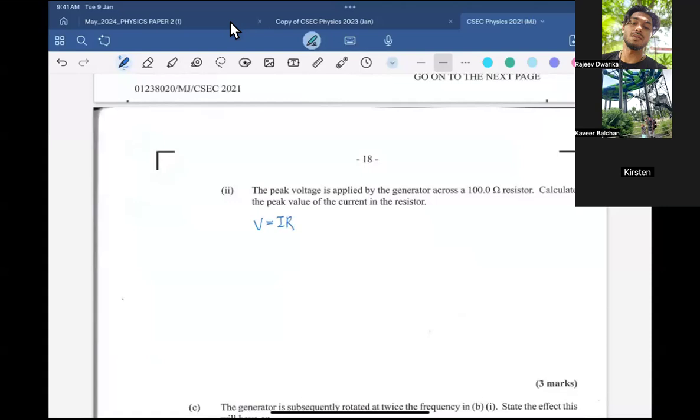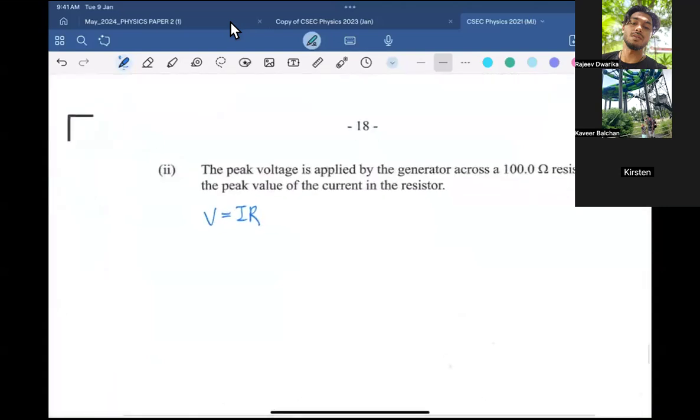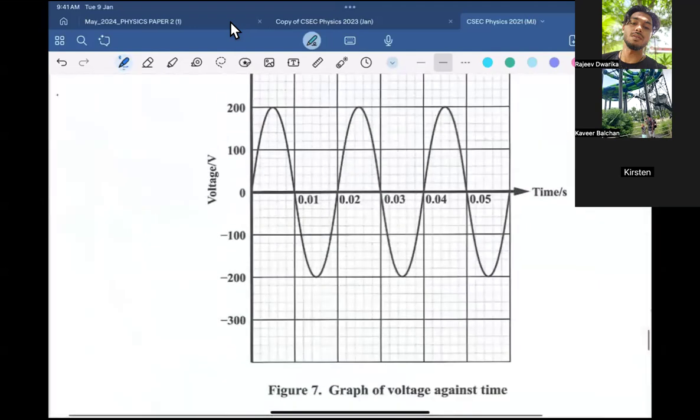Okay. Do we know what your resistance is? Yeah. What's your resistance? 100. So it's just 100 ohms, right? And they're talking about what voltage? What voltage in particular? Peak voltage. Look at the graph. What's the peak voltage? 200. Yeah. 200 is in fact the peak voltage.